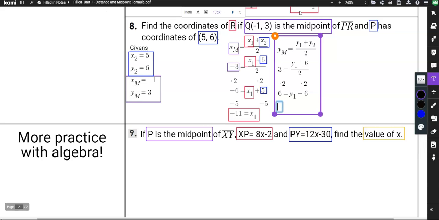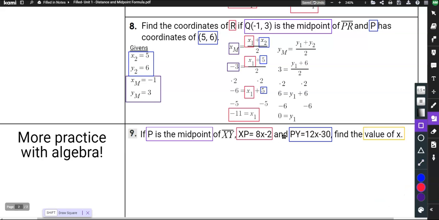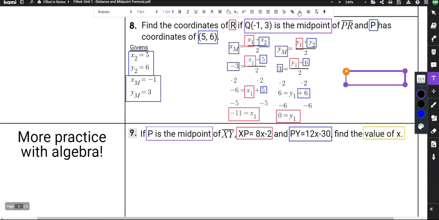And then we're going to subtract 6 from both sides. And that's going to give us 0 is equal to y sub 1. Now, please remember, 0 is a number and can be a potential answer. So do not assume that just because you ended up with 0 as your answer, that you're wrong. Okay, please remember, 0 is an appropriate answer. The final answer on this problem is that r is located at -11, 0.